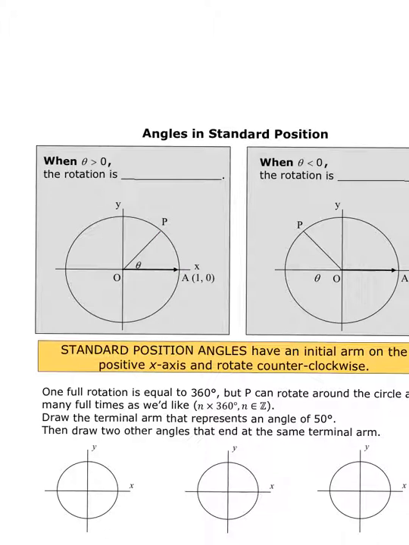When we start at the positive x-axis and go in the counterclockwise direction, we say that the angle theta is positive. It is greater than 0. When we start at the positive x-axis and we go in the clockwise direction, so we go in the opposite direction, we say that the angle is negative, or less than 0.